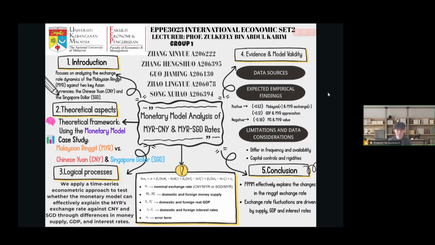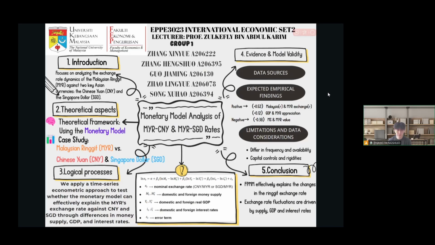And there are three main reasons why we chose the monetary model for this study. First, the model has a clear and logical structure, and all the variables it uses are quantifiable macroeconomic indicators, which makes it ideal for empirical analysis. Second, the model is best suited for long-term analysis, helping us understand how exchange rates relate to broader economic trends. Third, Malaysia, China, and Singapore are all open economies with strong trade relationships and independent monetary policies, conditions that align well with the assumptions of the monetary model.